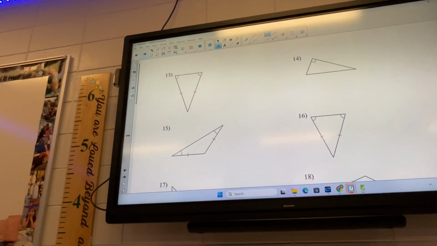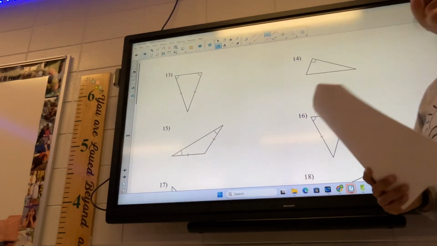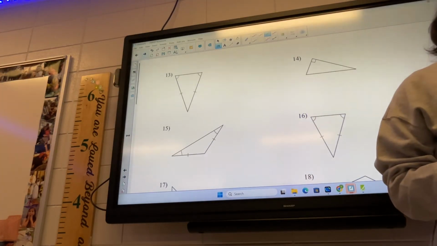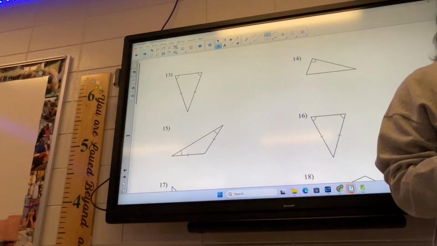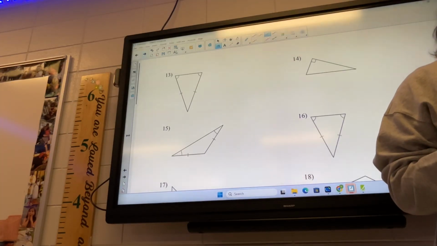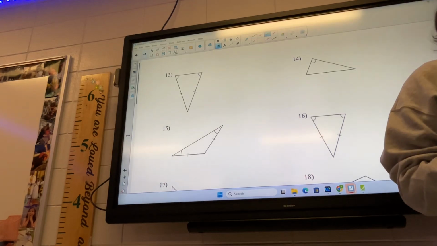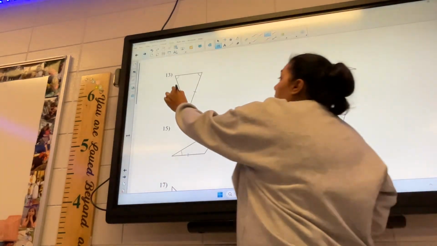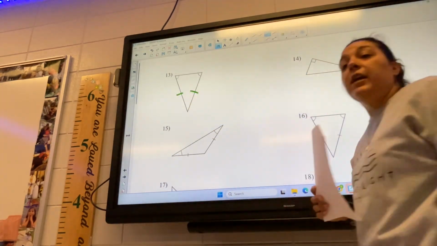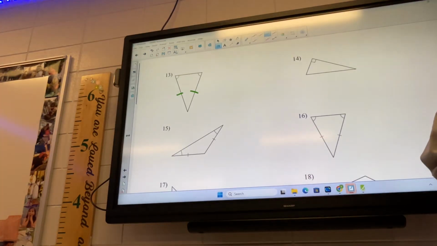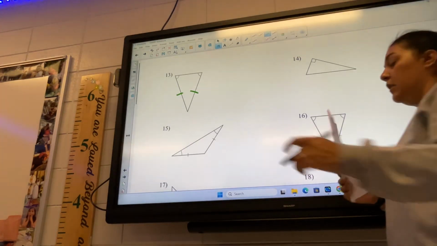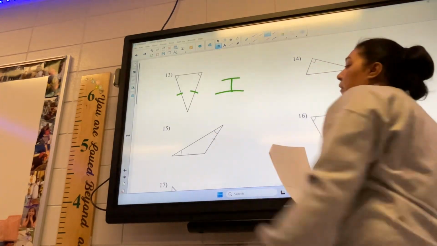Okay, 13. How many sides are marked? 2. What am I talking about, the sides being marked? Like if someone's like, I don't know what she's talking about, the sides being marked. What am I looking at? What are you guys looking at? The dashes or the 2 lines. So here, see how it has 1, 2. So what kind is that? The I, okay?